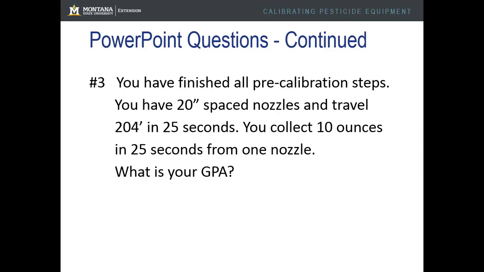Question 3. You have finished all pre-calibration steps and wish to calibrate your boom sprayer using the shortcut methods previously described. You have 20-inch spaced nozzles and travel the shortcut method test strip distance of 204 feet in 25 seconds. You then collect 10 ounces in 25 seconds from one nozzle. What is your GPA? This boom is delivering 10 gallons per acre.